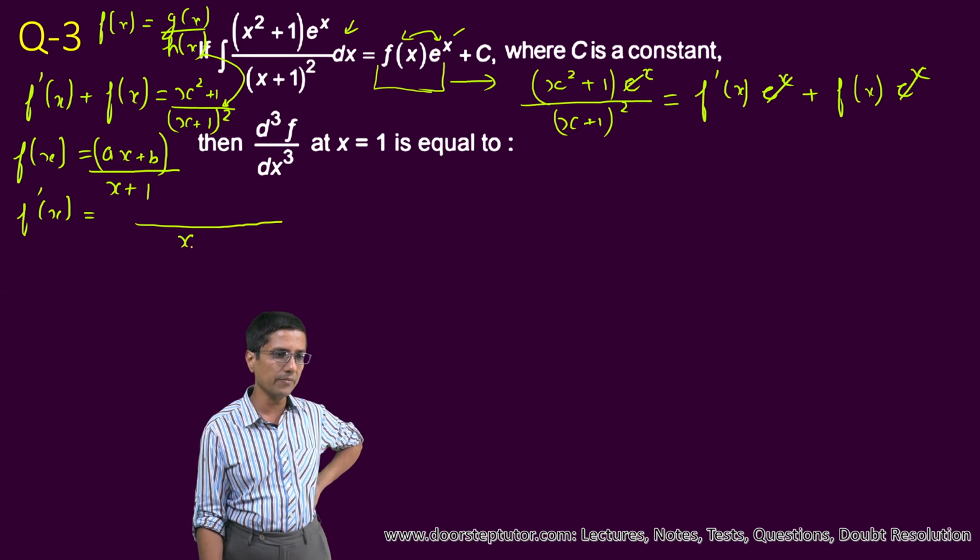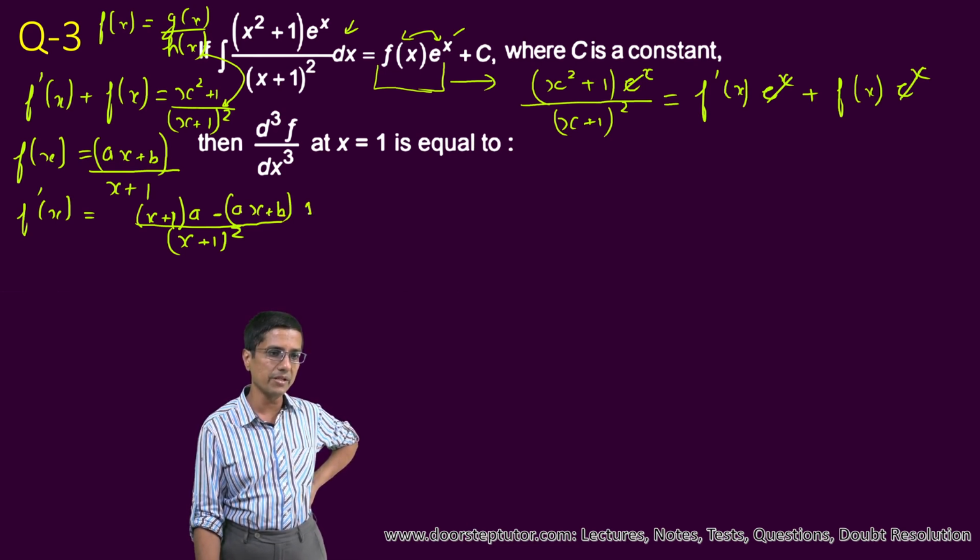So this will become x plus 1 the whole square. That is to be expected. And the numerator will go like this. So first we will write x plus 1. This is the hx multiplied by differentiation of ax plus b, which is simply a, minus, I'll write ax plus b, the numerator, and then the differentiation of x plus 1, which is simply 1.